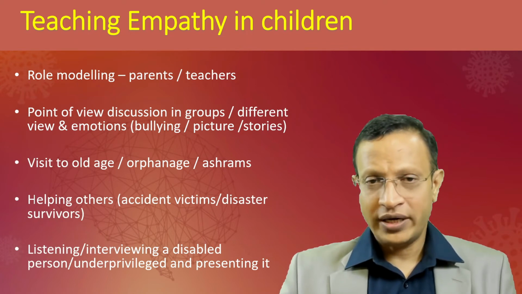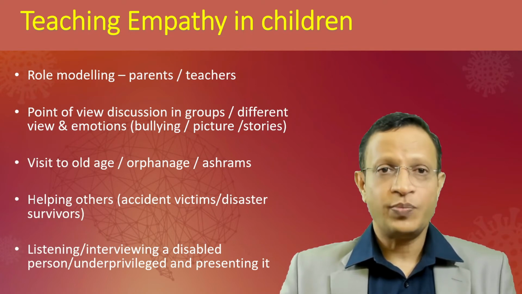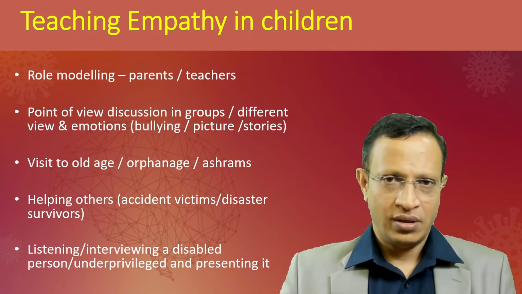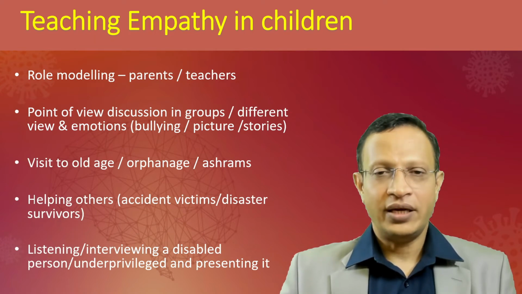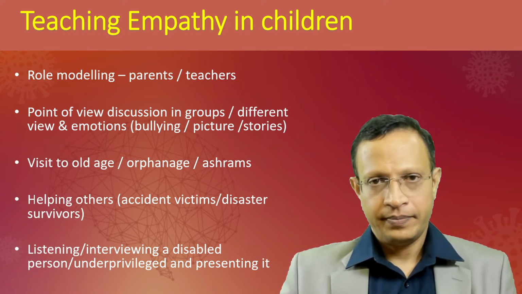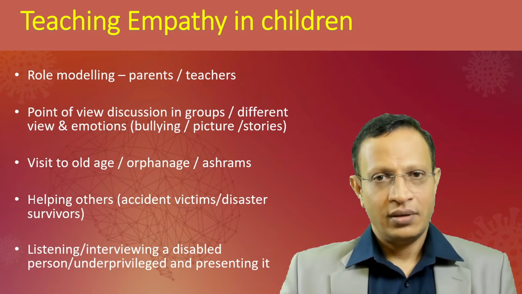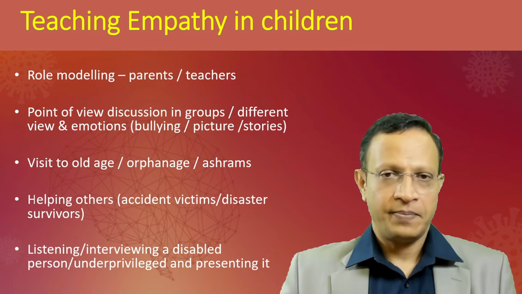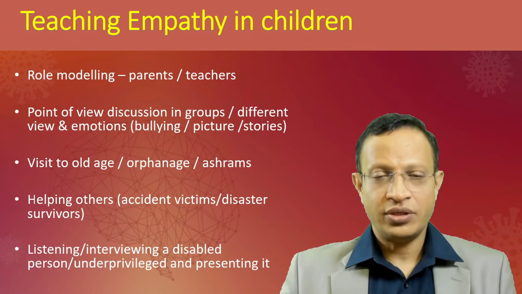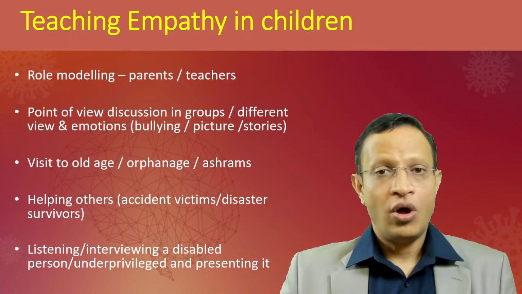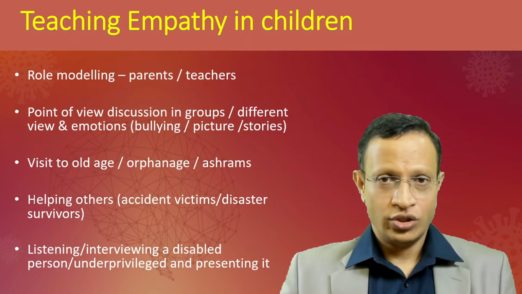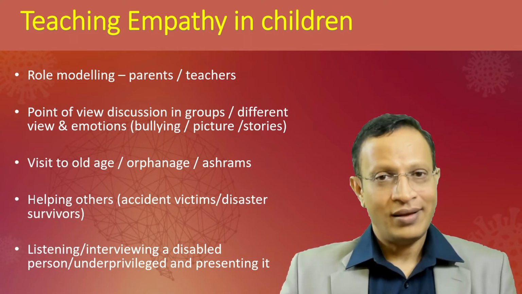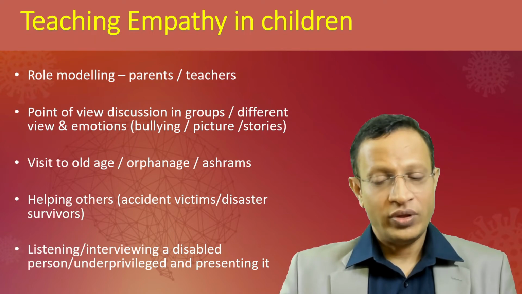And one other important point the parents and teachers need to discuss is point of view discussion in groups. For example, you need to make a group of 7 or 10 children, and then one of the children is bullied. Now, let's discuss how the child feels when he is bullied. It may be by showing an animation, picture, or story. Now, all the children need to name what emotions the child who is going through bullying faces, so that the children are able to identify, label, and emotionally connect with the child who is going through bullying.